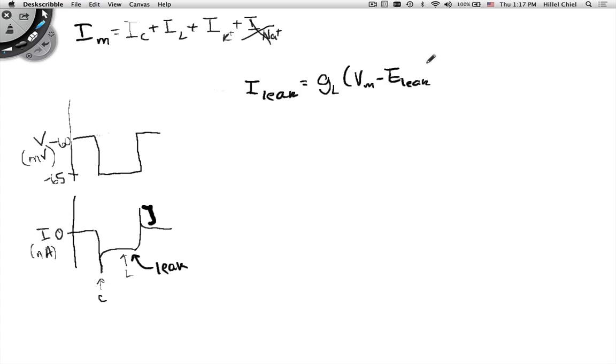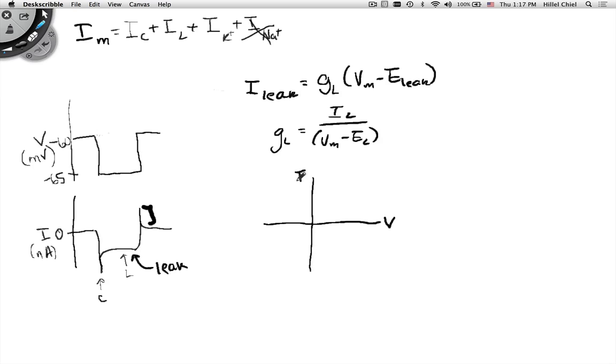Good. And now I want to solve for G leak. Simple algebra: divide by this on both sides. Assuming Vm is not at E leak, so that's not zero, you can divide by it, and you end up with I leak divided by Vm minus E leak. Excellent. Now what does that look like if you did a plot of voltage versus current? On your x-axis is voltage, on your y-axis is current.